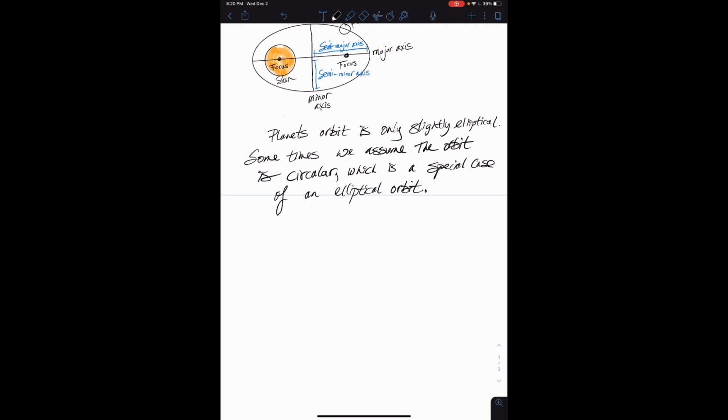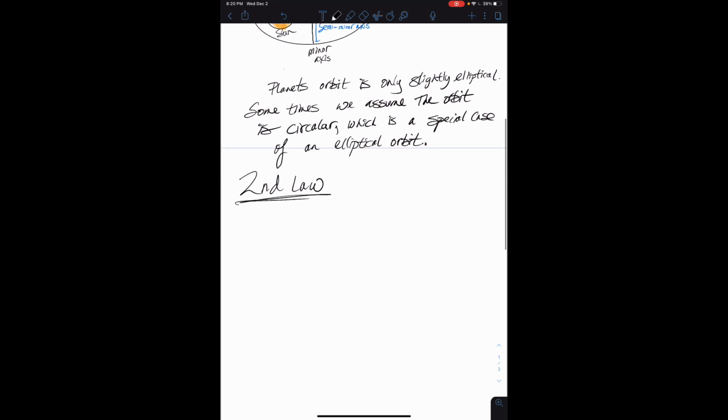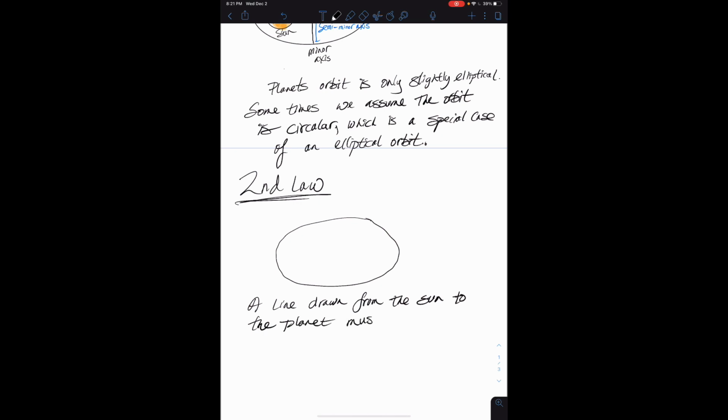All right. So Kepler's second law. Kepler's second law states that a line, let me write this down, a line drawn from the sun to the planet must sweep out equal areas in equal times.